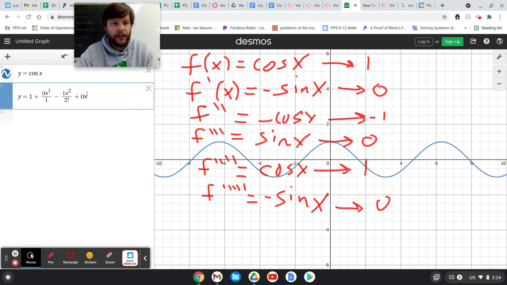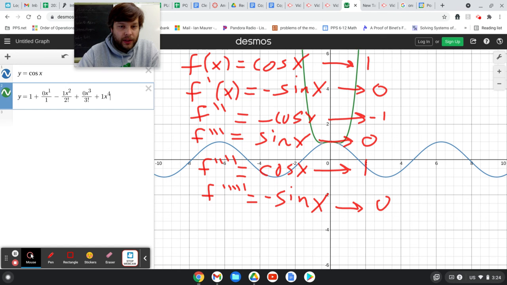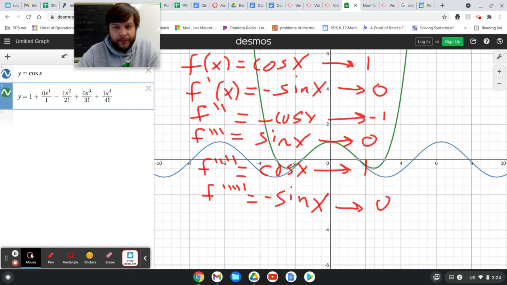The next one would be 0x to the third divided by 3 factorial. That didn't do anything because it's a 0. Then we have plus 1x to the fourth divided by 4 factorial. And you can see that that fourth degree polynomial really hugs cosine very closely. I'm noticing that all of the even powers are the ones that exist here.